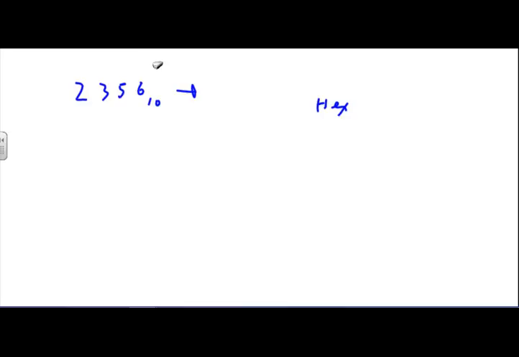Well, I'm going to take my calculator and go 2, 3, 5, 6, second function base, convert to decimal. That was stupid, I just converted a decimal to decimal. Second function base, we want to convert to hexadecimal. All right, so that's going to be 934 in hexadecimal.